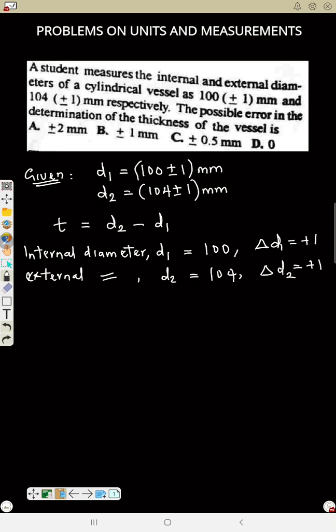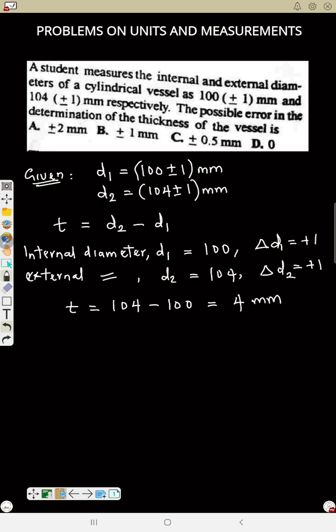So to find the error in the determination of the thickness, T is equal to 104 minus 100. So that means T is equal to 4. So the thickness will be 4 millimeter.